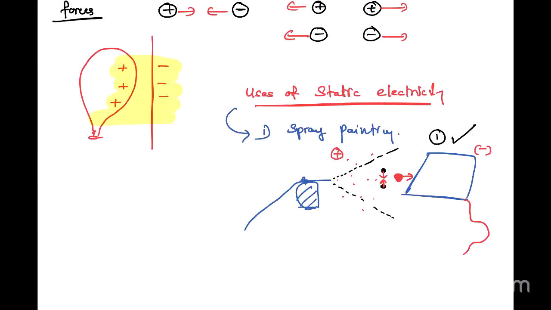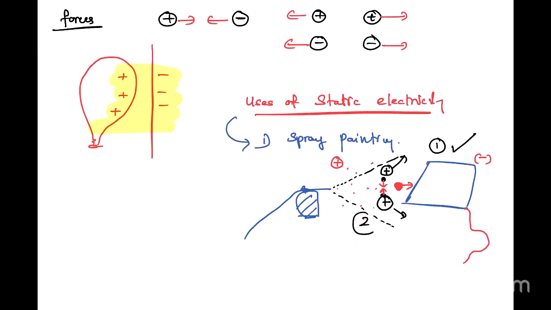So therefore, what we'll do is make these paint droplets have the same charge value. So now what will happen? They will repel each other, making an even paint spray, right? So that is the second point that you need to remember, right?